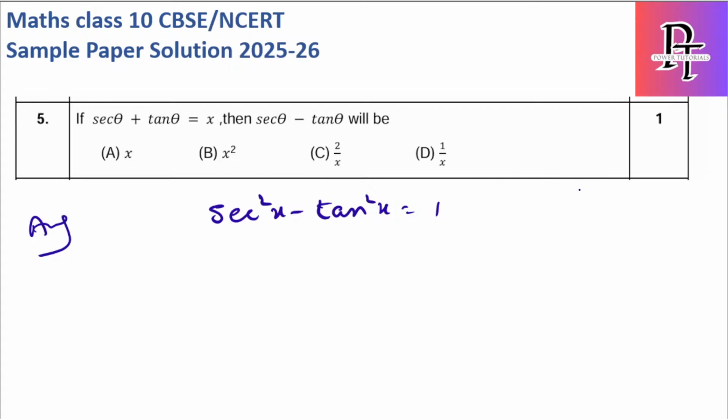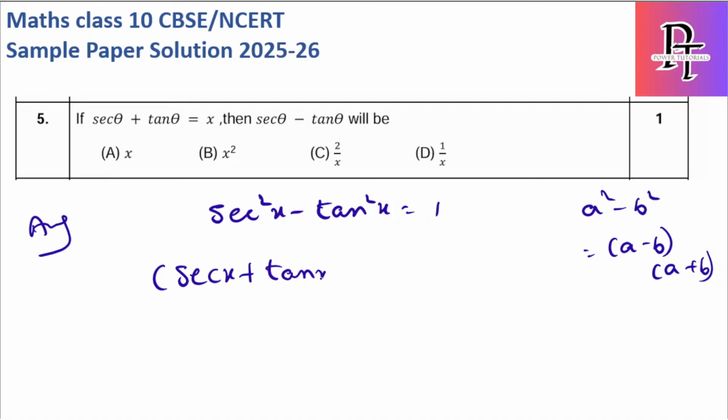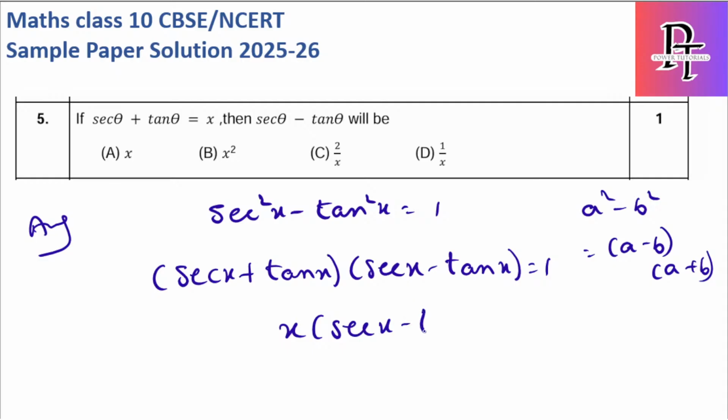So what is the a square minus b square formula? A square minus b square is a minus b into a plus b, or a plus b into a minus b. So I will write this equation here: secant x plus tan x into secant x minus tan x is equal to 1. Secant x plus tan x is provided, which is x. So x into secant x minus tan x is equal to 1. So what is secant x minus tan x? It is 1 by x. Okay, this is a very easy question. The answer is D. Let's move to the next one.